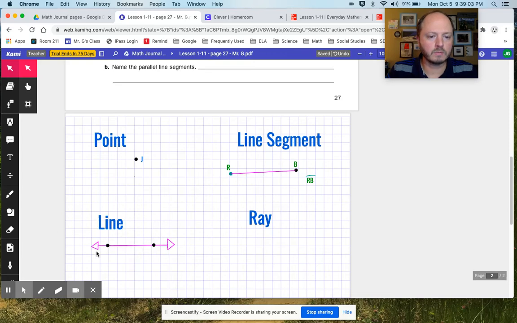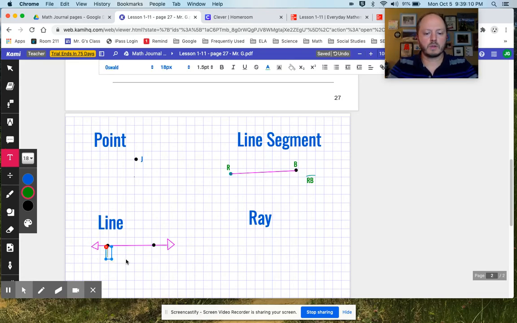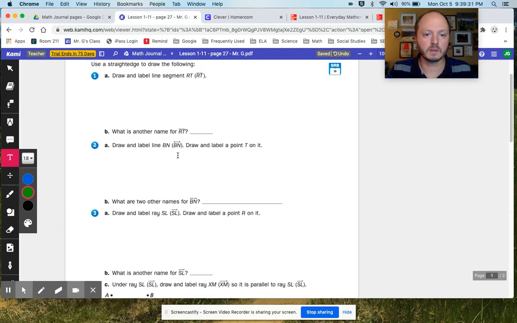And those points, now that we have a point, and I'm going to put a letter G and a letter Q, are going to help us name or label the line. So this is line GQ. And if I want to write it like I did over here with the symbol, you might see it up here like this, right? I'm going to zoom in really quick.